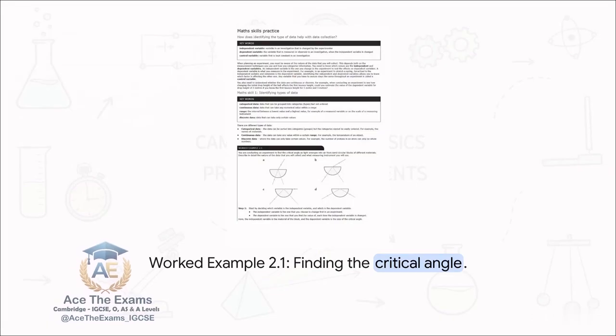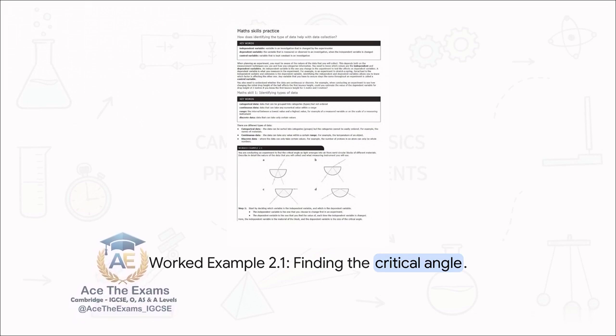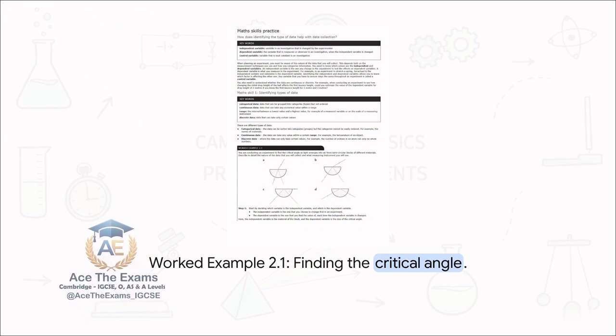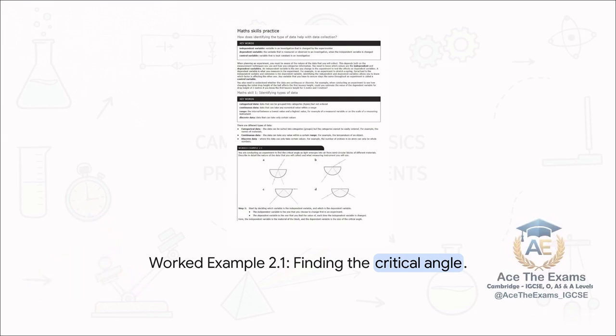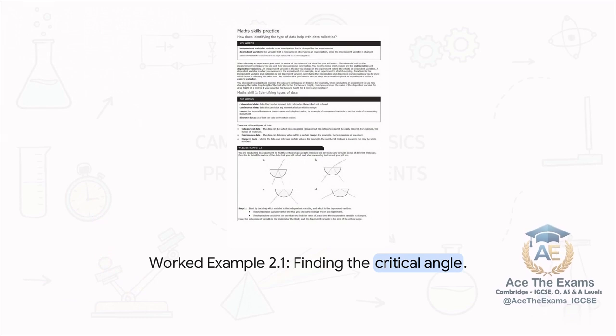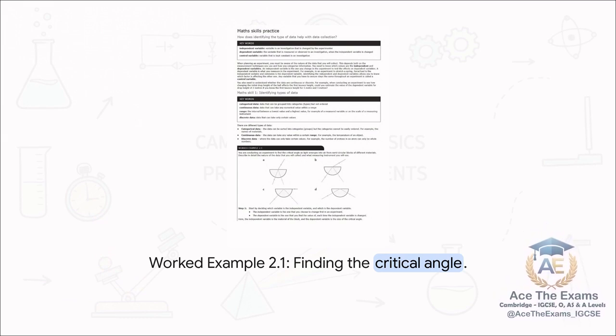Check out this setup right here. It beautifully illustrates our variables in action. In this worked example for finding the critical angle of semicircular blocks, the independent variable is the block's material. That's what you choose to swap out first. The dependent variable is the size of the critical angle you then measure with your protractor. Identifying these up front instantly structures your data collection and makes your method crystal clear to the person marking your paper.